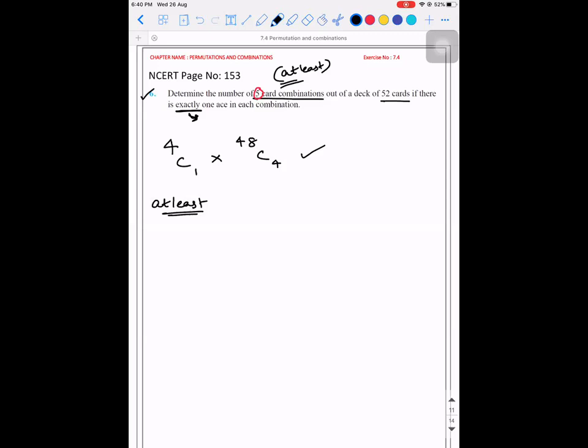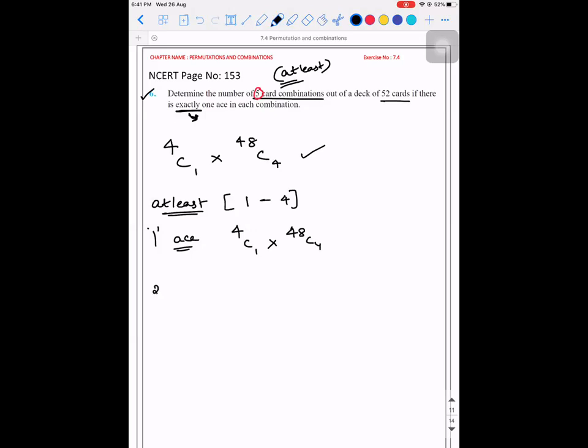At least means it's a range. You can choose from 1 to 4. If I'm choosing only one ace, what are all the combinations possible? Out of the 4 aces available, I've chosen one, and my total work is to pick 5 cards. So I choose 1 ace and the other 4 cards from 48. So it should be multiplication: 4C1 into 48C4.